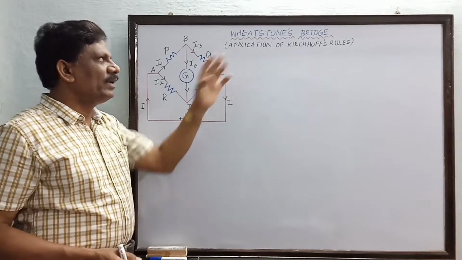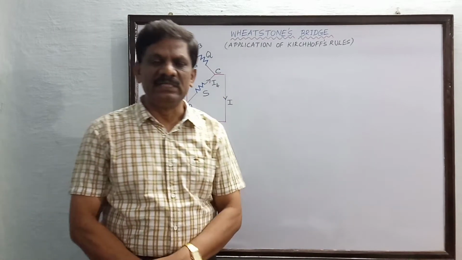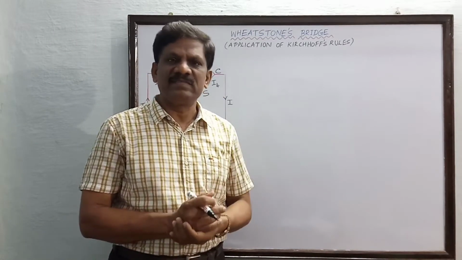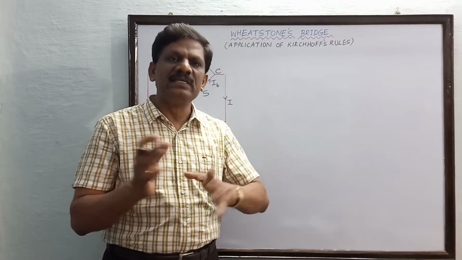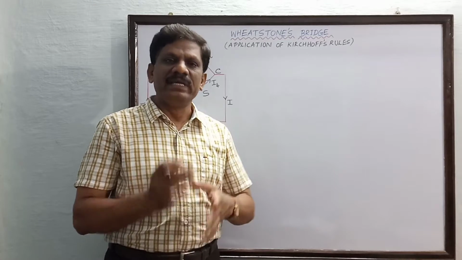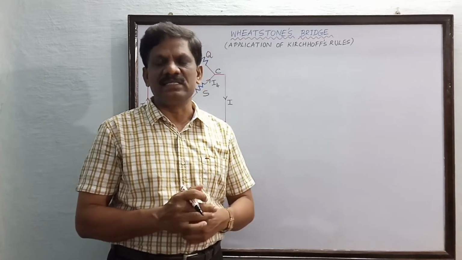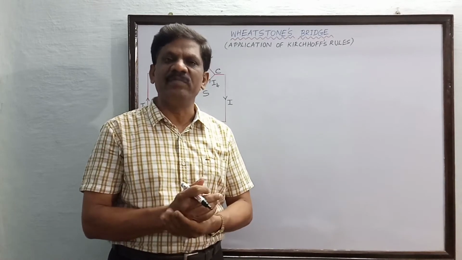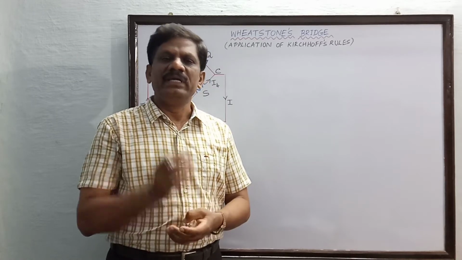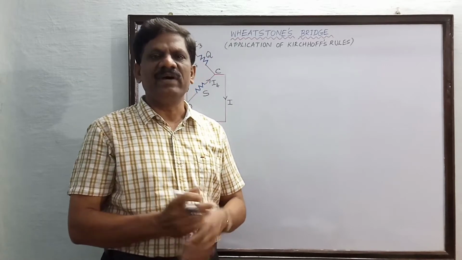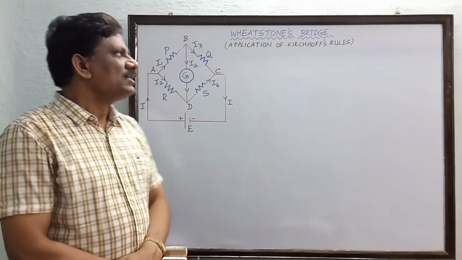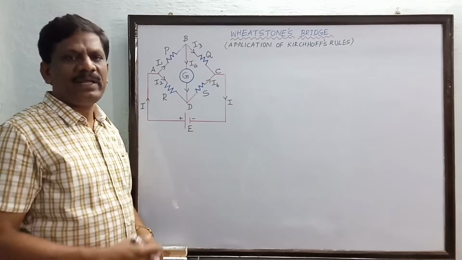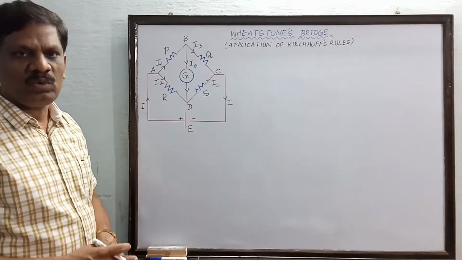Now what is the use of this Wheatstone's bridge? It is an application of Kirchhoff's laws. Using this Wheatstone's bridge, we can compare 2 resistances. The ratio of the resistances can be found, or by using a known resistance, the value of an unknown resistance can be determined. Very helpful to us. So now first we are going to apply both of Kirchhoff's rules.